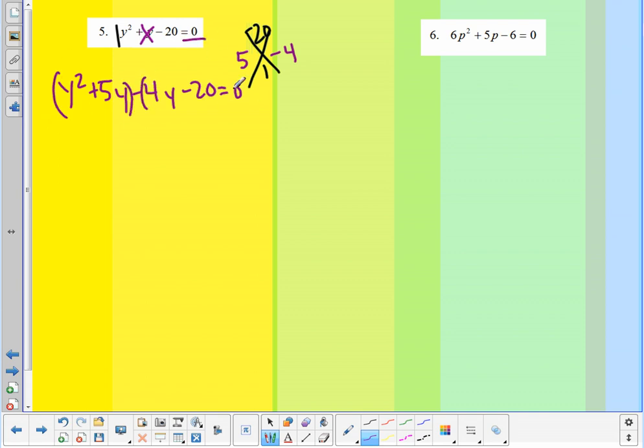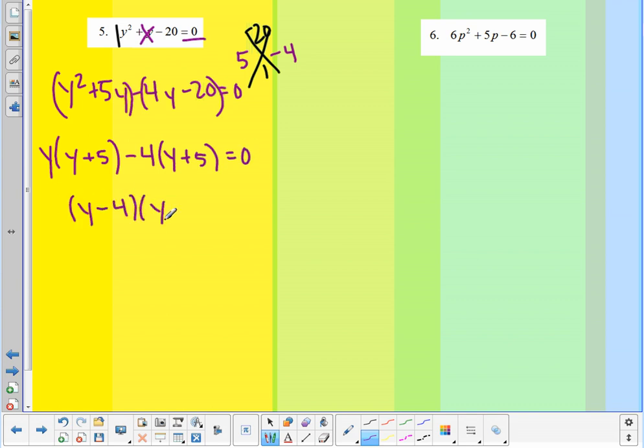Group them. So this is all stuff that we're very familiar with. We've done lots of times. So pull out a y from the first one, y plus 5. Then pull out the negative 4 from the second one, giving me y plus 5. And then those are my two factors, y minus 4 and y plus 5.